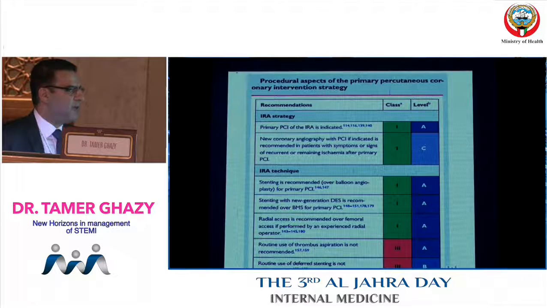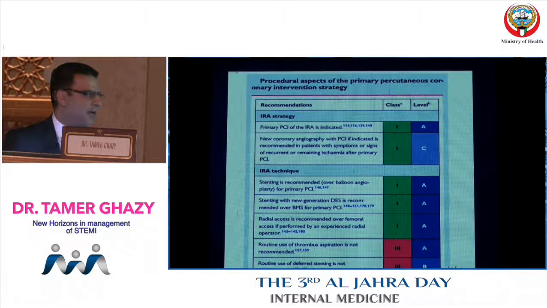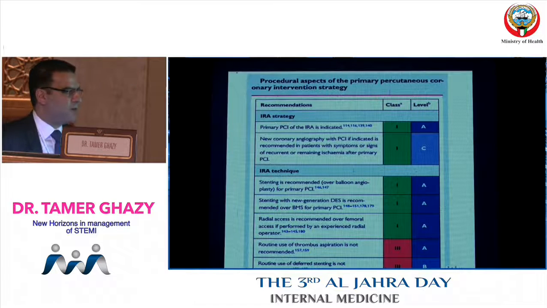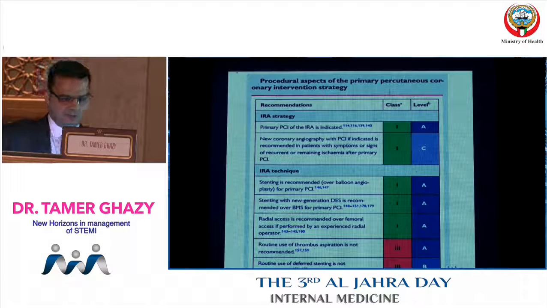Routine use of thrombus aspiration, this is also a change in the guidelines. Routine use of thrombus aspiration is not recommended, class 3, level of evidence A. Routine use of deferred stenting is not recommended, class 3, level of evidence B.